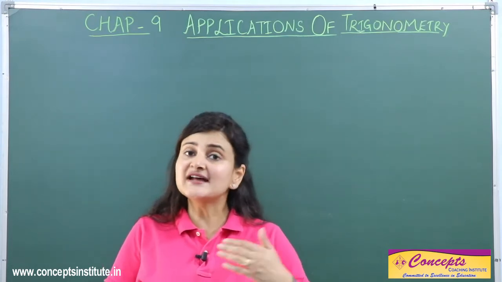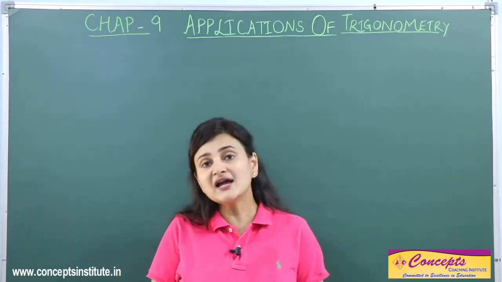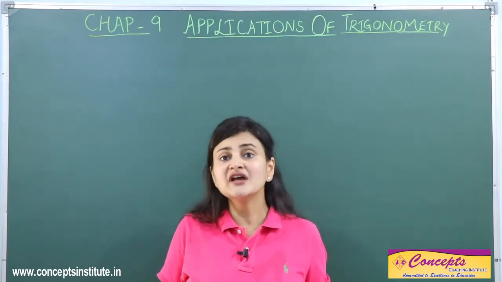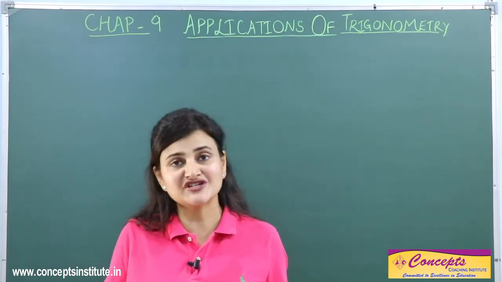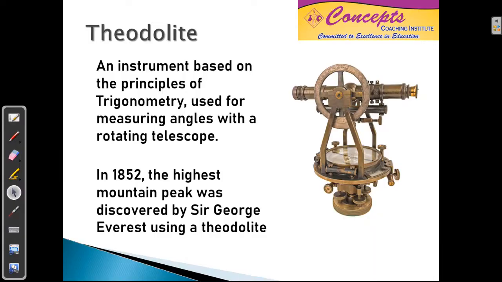And before we start with the questions of this chapter, I would like to introduce to you the instruments which are used for measuring angles. So, let's see. Look at this instrument which is called theodolite. It is an instrument which is based on the principles of trigonometry used for measuring angles with a rotating telescope. And in 1852, the highest mountain peak was discovered by Sir George Everest using a theodolite, and that's why the highest mountain peak was called Mount Everest.